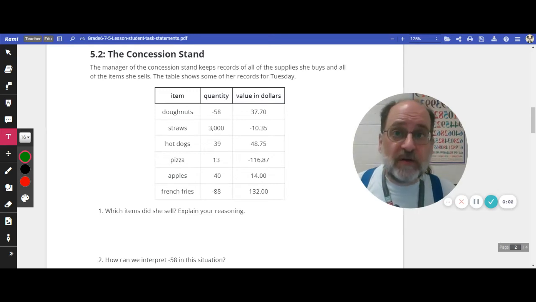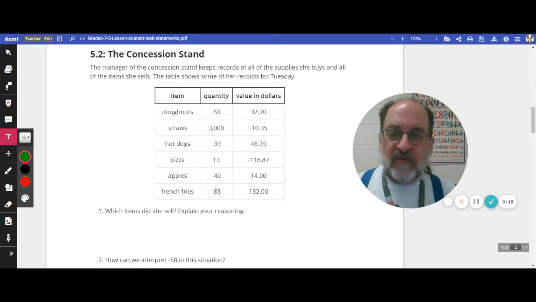Hey everybody, Dr. Schlater here, Unit 7, Lesson 5, Activity 2, and we're talking about a concession stand. The manager of the concession stand keeps records of all the supplies she buys and all the items that she sells, and this table shows some of her records for Tuesday.